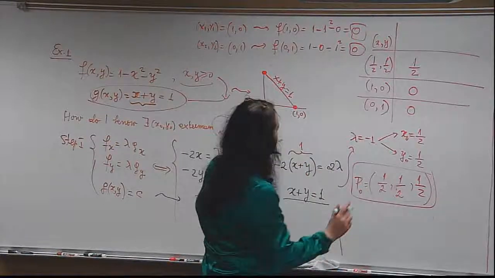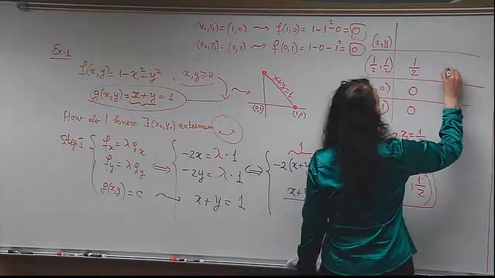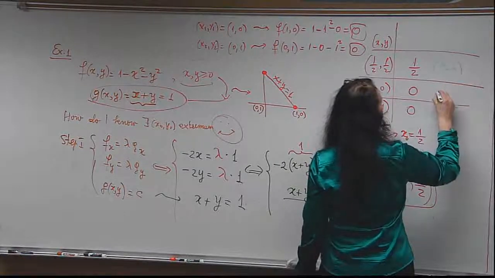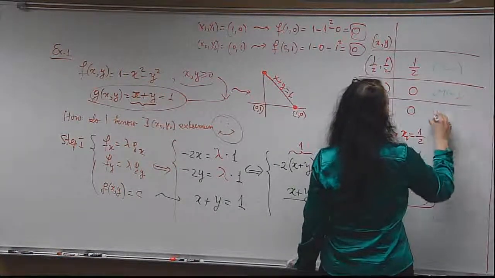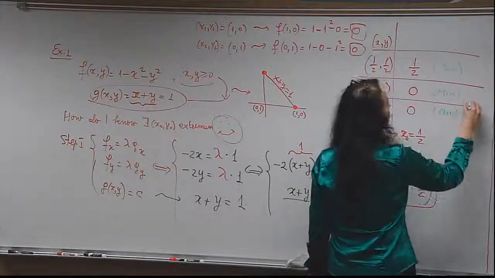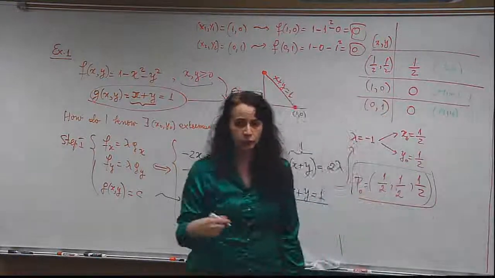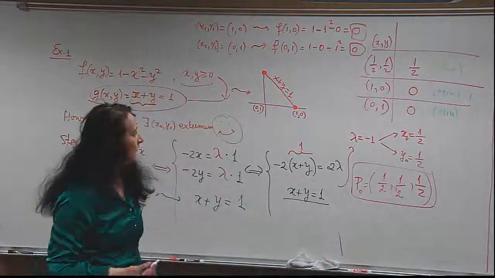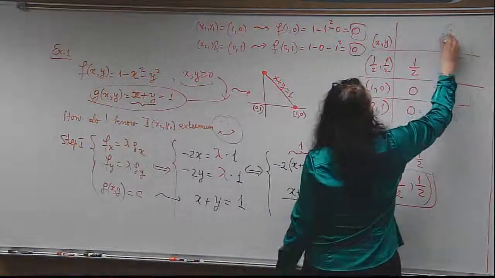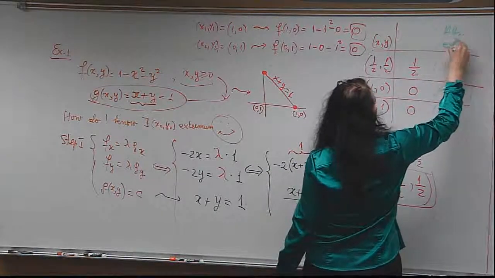All right. So this is max. This is min. This is min. The same. So both of these are what? Absolute minima. And these are the absolute extrema for this problem with constraint.